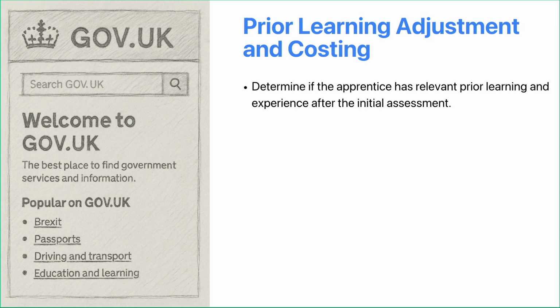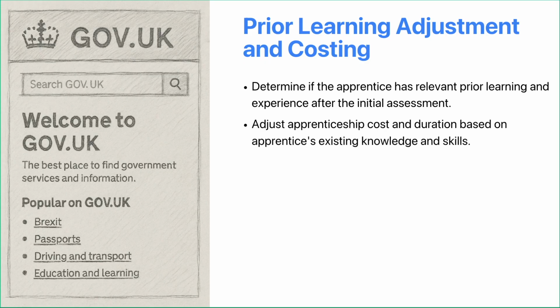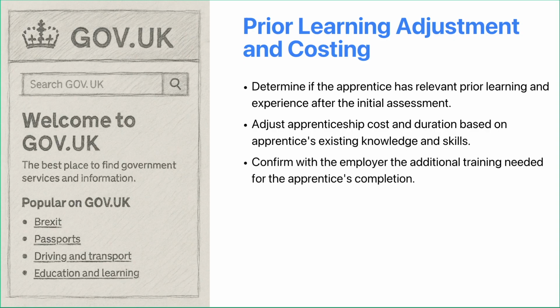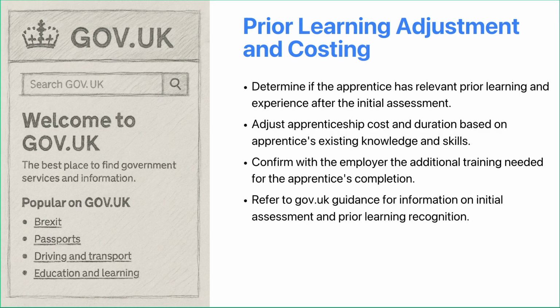Following the initial assessment, you'll conclude whether the apprentice has any relevant prior learning and experience that should be recognized. If they do, you must adjust the cost of the remaining apprenticeship training and assessment, as well as the duration, based on the knowledge and skills they've already gained. You'll then confirm with the employer how much additional training the apprentice requires to finish their training and be ready for their endpoint assessment. For further information on initial assessment and recognition of prior learning, you can refer to the gov.uk guidance on apprenticeships.